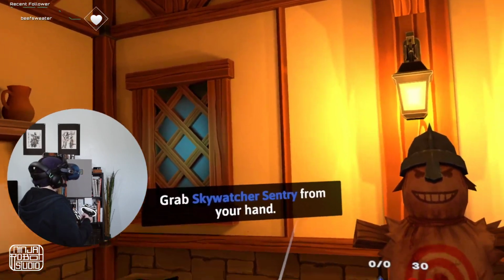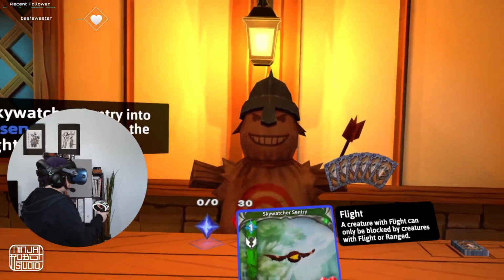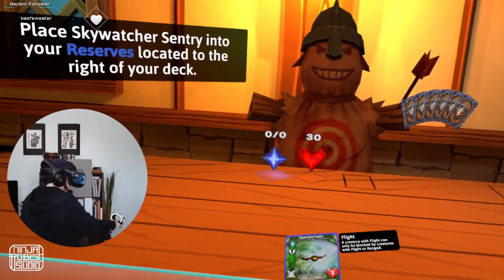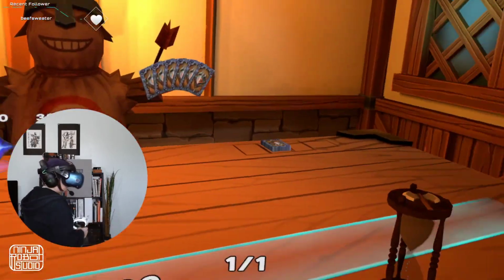So I need to play this card. Okay. Place Skywatcher Sentry into your reserves located to the right of your deck.